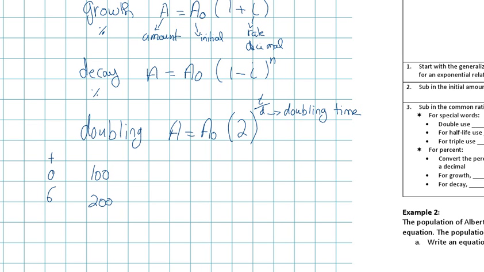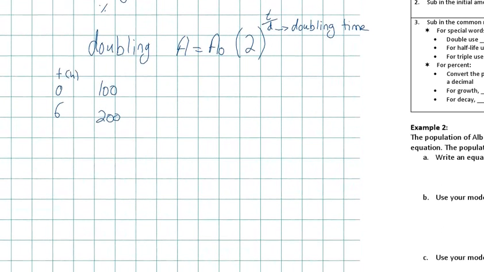Now, when would it become 400? At 12. Right? When would it become 800? At 18. Right? So what's happening is every 6 hours I'm doubling. So that number 6 is going to go in for D, right?